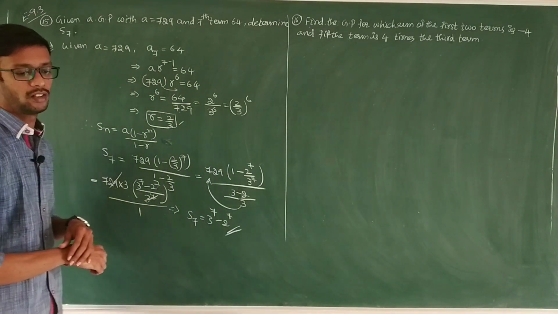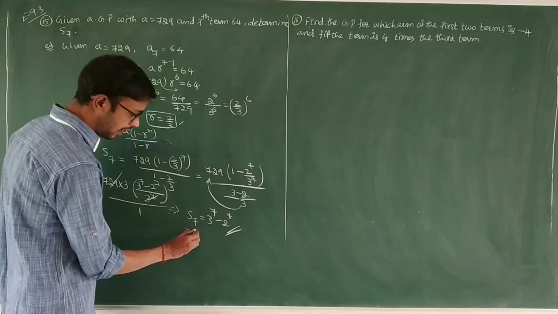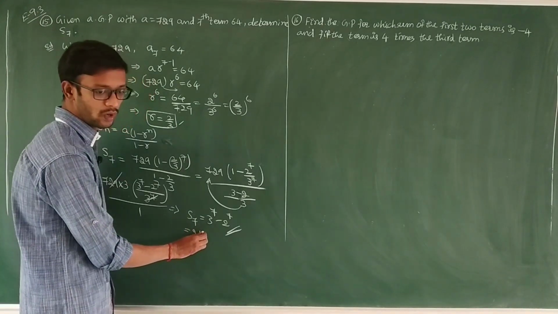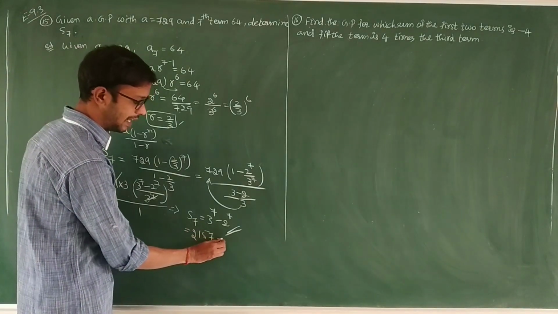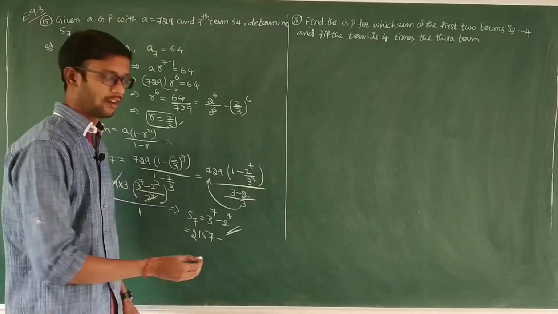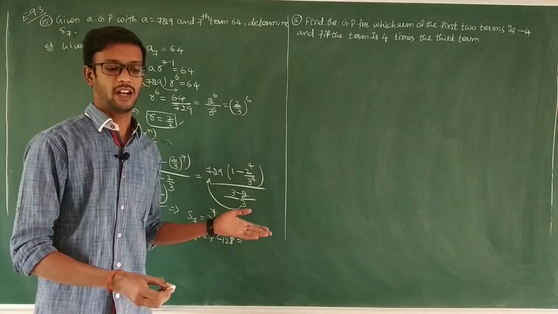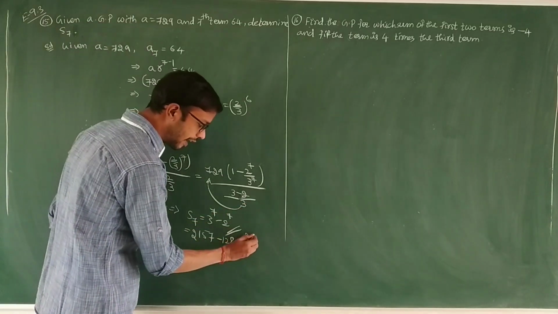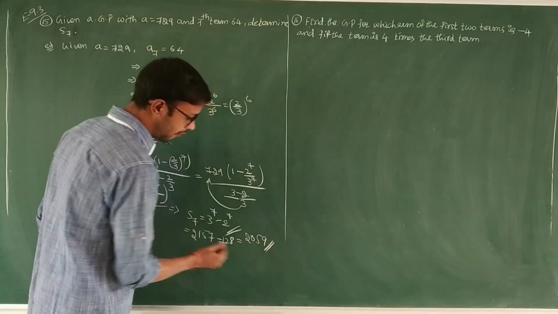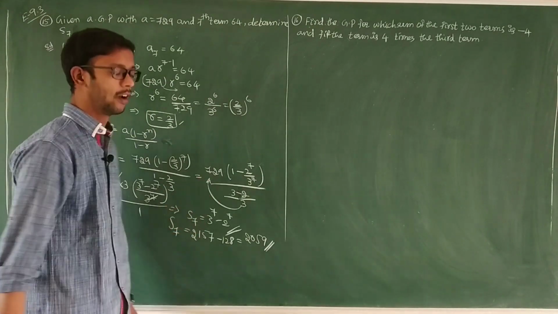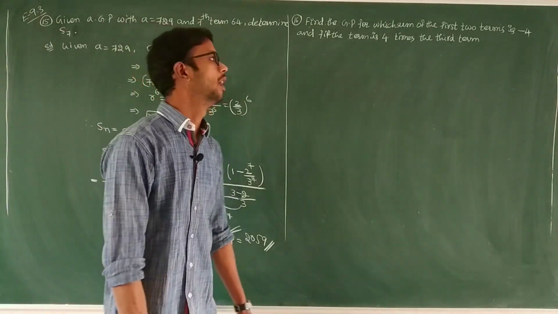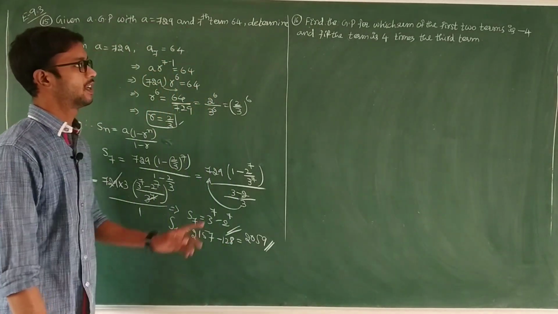Otherwise, simplification also you can make here. 2187 minus 2 power 7, which is 128. If you make the simplification of this one, 2059. 2059 is the S7. Just a simplification. Next, problem number 16.